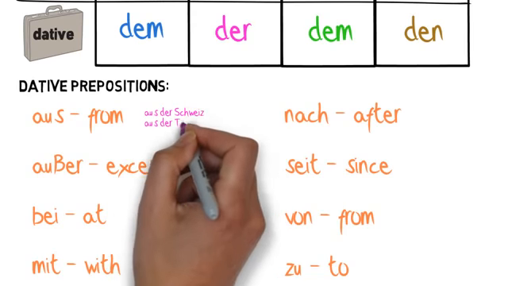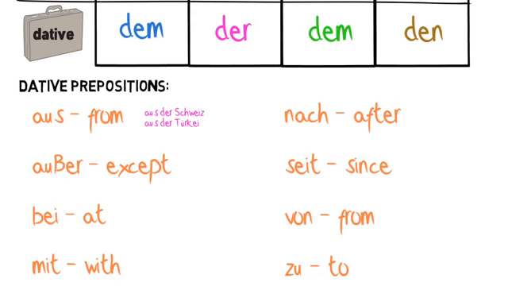You have seen some of these before, though you may not have realized you were using a dative preposition. For instance, you might have seen someone say, Ich komme aus der Schweiz, or Ich komme aus der Türkei. Both der because they're feminine nouns after the dative preposition aus.